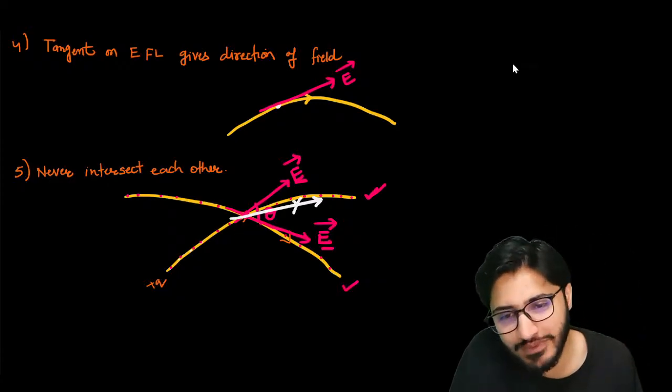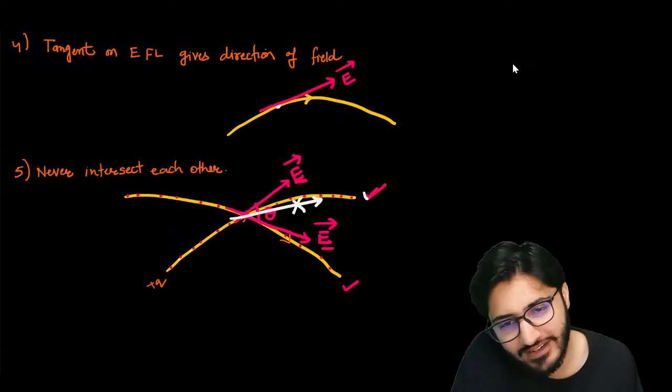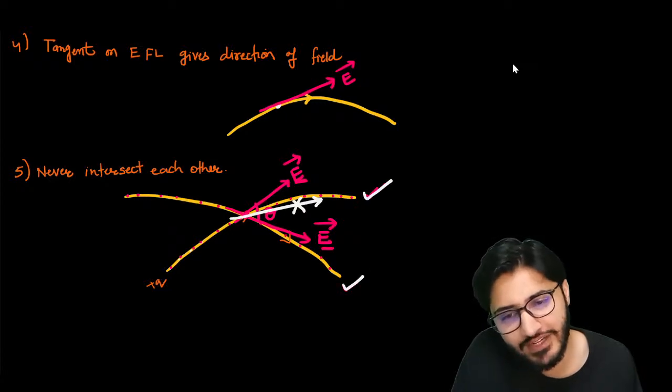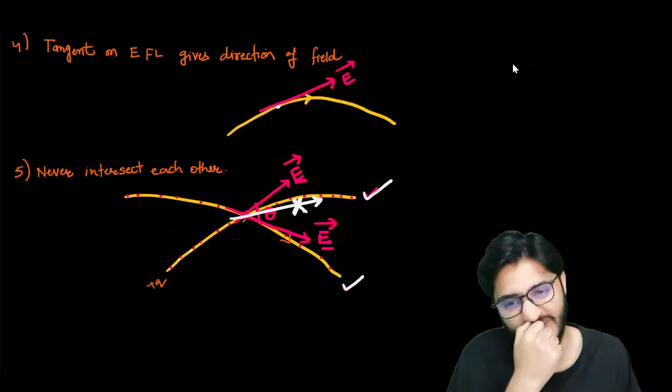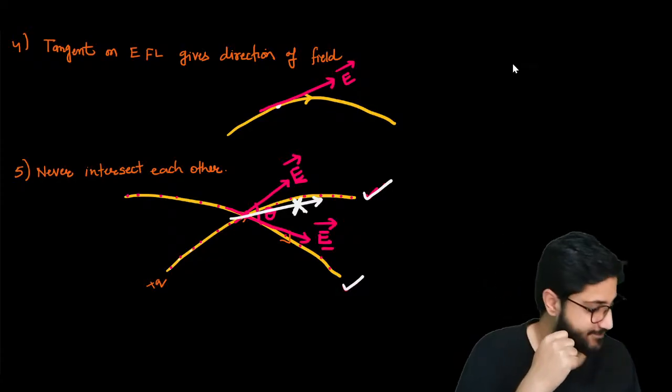But this is not possible, no? Either my charged particle can go in this way or in this way. It won't go in this way, no? That's why it is not possible for two electric field lines to intersect each other. It is not possible. It's very easy.